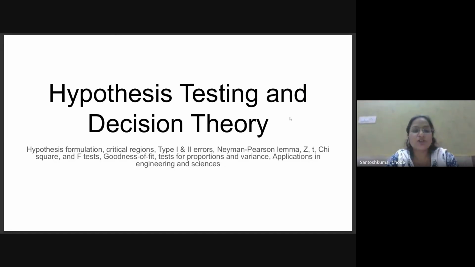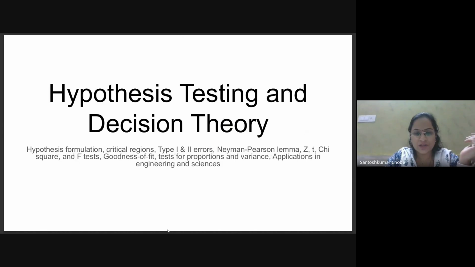So here we are at Unit 5 of the subject Probability and Statistics. Unit 5 is all about hypothesis testing and decision theory. The topics which are covered already or we will be covering in Unit 5 are hypothesis formulation, critical regions, Type 1 and Type 2 error, Neyman-Pearson lemma, Z, T, chi-square test, F test, goodness of fit, test for proportion and variance, and applications in engineering and sciences. These are all the topics which we will be covering in Unit 5.